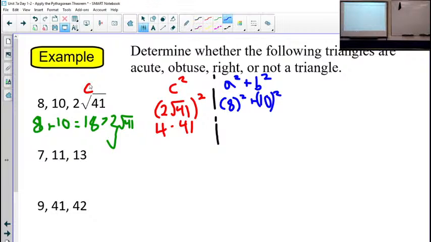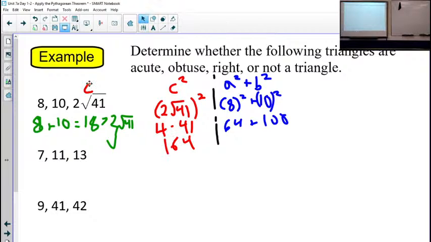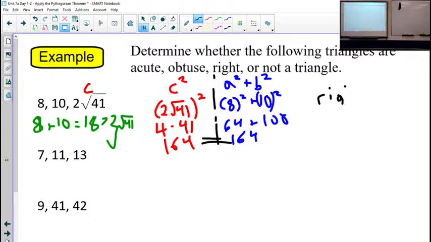On the right, 8 squared is 64. 10 squared is 100. So over here, I've got 4 times 41. Let's see, 4 times 1 is 4. 4 times 4 is 16, 164. Over on the right, 64 and 100. 164. Who wins, left or right? Oh, they're equal. They tie. They're equal. And if c squared is equal to a squared plus b squared, right triangle.